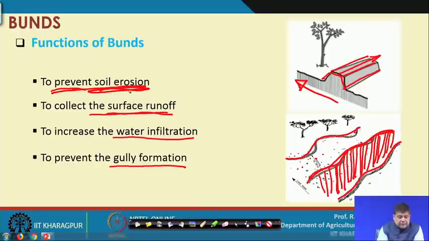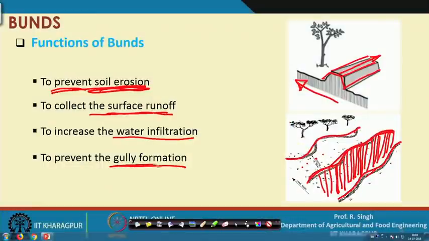Now, the other function, increase the water infiltration. Whatever rainfall occurs will get stored in between these two bund sections, and if that happens, that means water is standing there for a longer period of time. So, enough time is available for the water to infiltrate into the soil. That means there will be an increase in the total infiltration compared to what would have taken place otherwise when the flow was allowed to take place. And also you remember the next function is the prevention of gully formation.